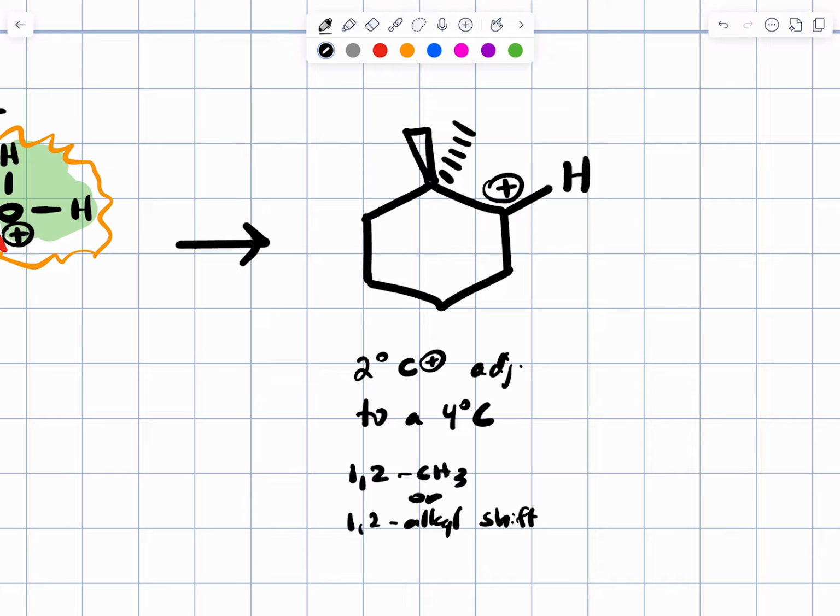Now, we're not going to worry at all about the possibility of one of these two hydrogens moving over and doing a 1,2 hydride shift. Why am I not worried about that at all? It would just give me a secondary carbocation with similar stability. So that's probably not a major pathway for this reaction. We're not going to worry about it because it doesn't lead to a more stable carbocation. Good.